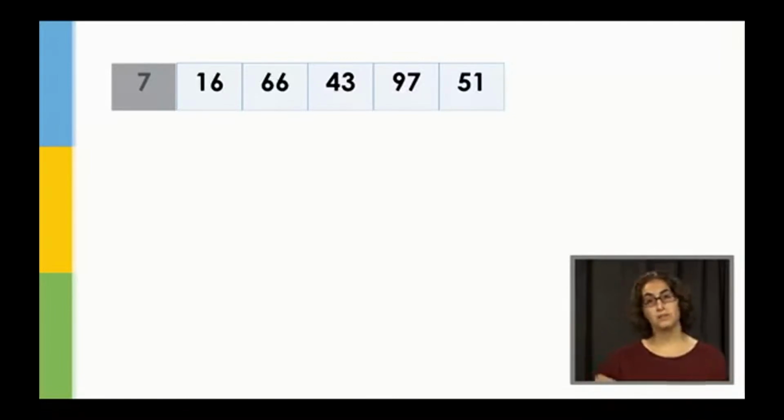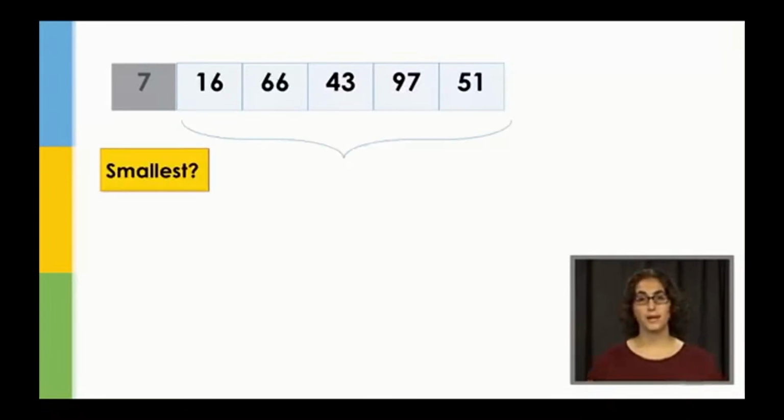And so now what we want to do is move forward and say, well, what about the rest of the elements in the array? What's smallest among those? Because whatever's smallest in the rest of the array is going to be the second smallest out of everything, and so we should bring it into the second position in the array.